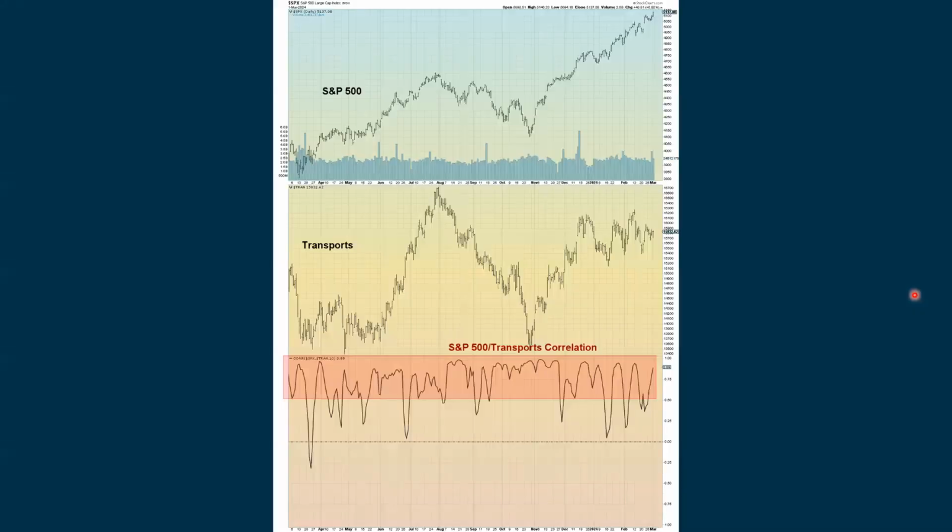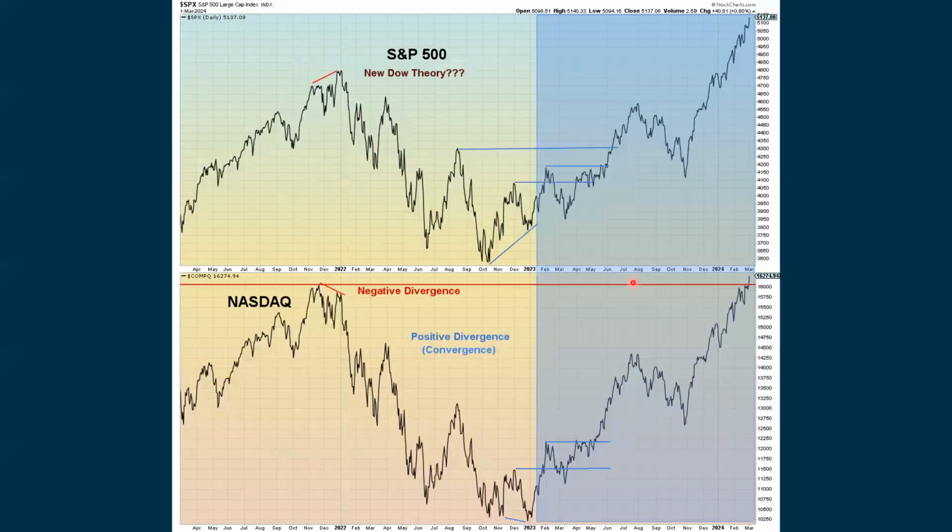And then here's the correlation between the S&P on top and the transports, showing that they have a fairly strong correlated relationship. So if the S&P is going up, you would think the transports would be going up, but they're not really outperforming with any real conviction right now.